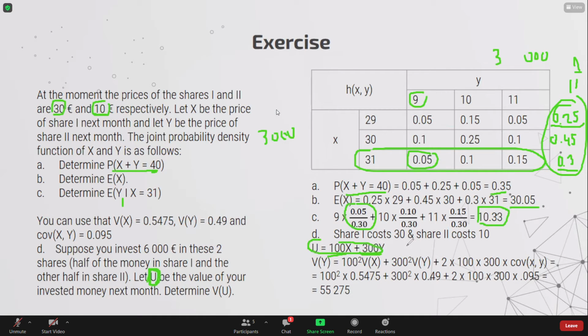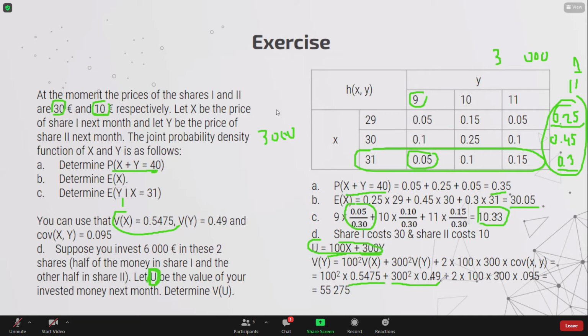And we remember from the linear transformations that we take only the number that is attached to X or Y and put it to the power of 2. We already had those formulas. We just take 100 in front, take it to the power of 2, and multiply it by the variance of X, which we are already given. 100 to the power of 2 times our variance of X. We do the same for Y. We take 300 to the power of 2 and the variance of Y.